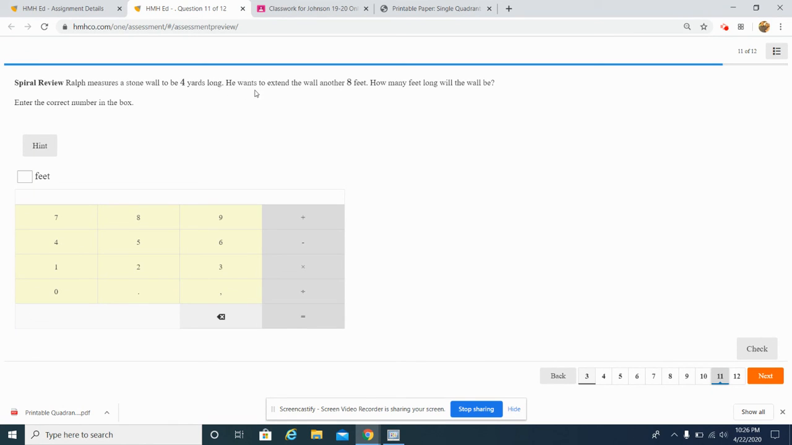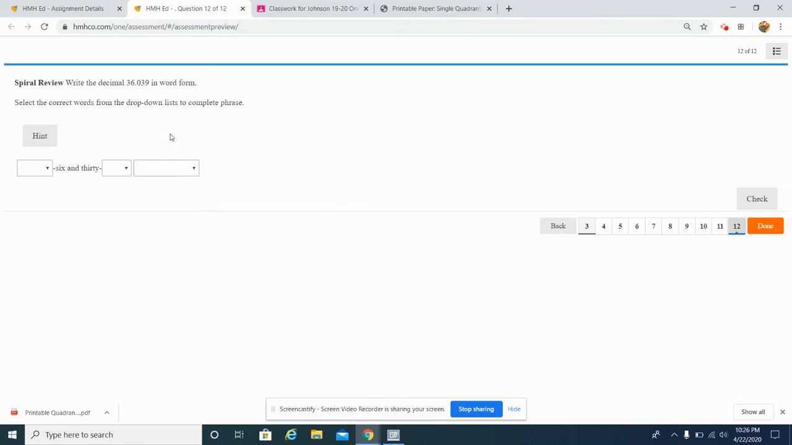Okay, and then our spiral review. He has 4 yards. He wants to extend the wall another 8 feet. How many feet long will the wall be? Well, we can't do 4 yards and 8 feet, so we're going to have to change 4 yards into feet and then add the 8 feet. And then the last one, right? The decimal. So as you say it, you can say this is 36 and 30. Know that you're going to have to add the number and the place value.